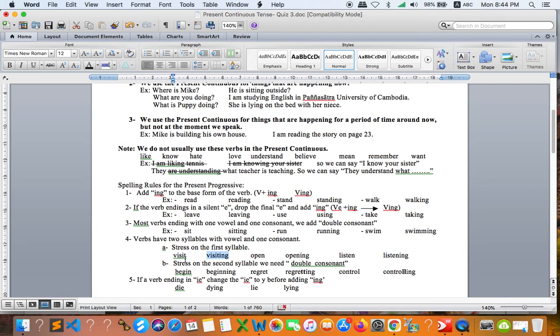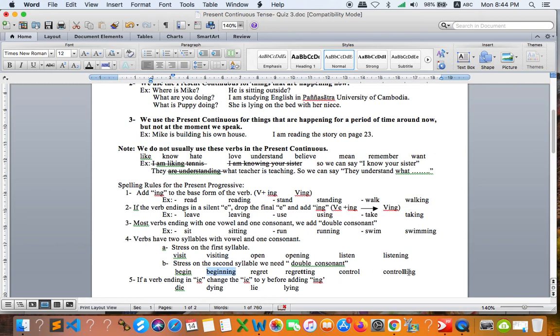However, if the stress is on the second syllable, we need to double the consonant. So begin, the stress is right here, again on the second syllable, so we have to double the final consonant. Regret, the stress is right here, regret, so you have to double it.